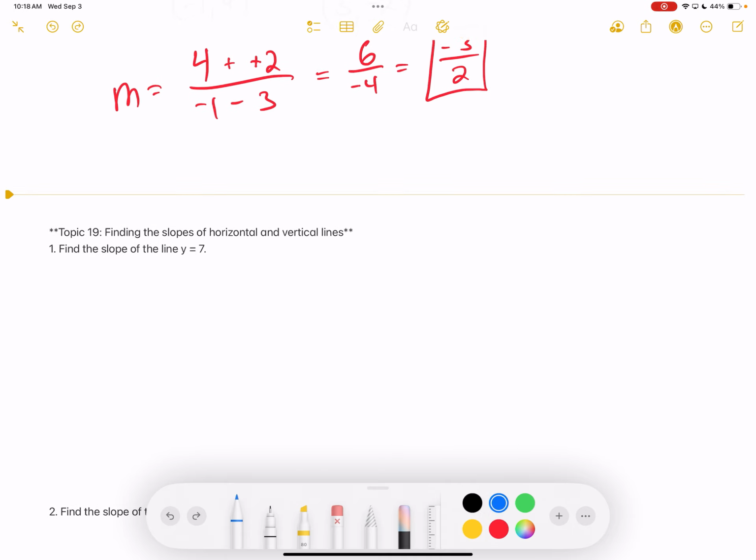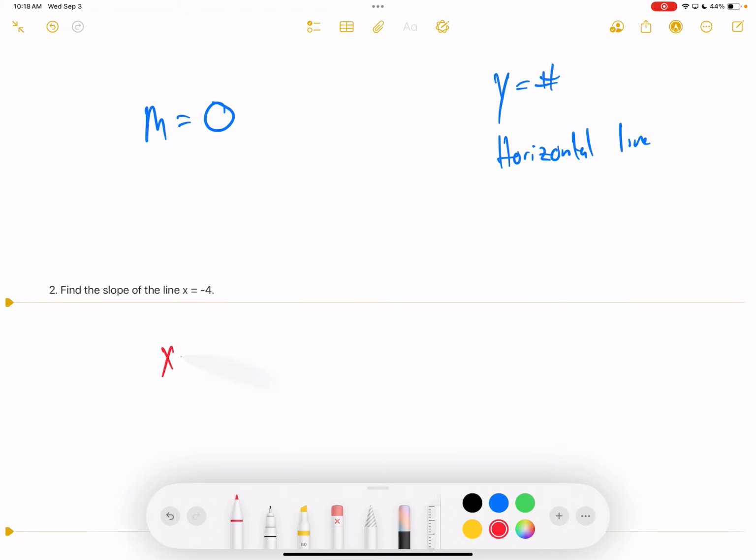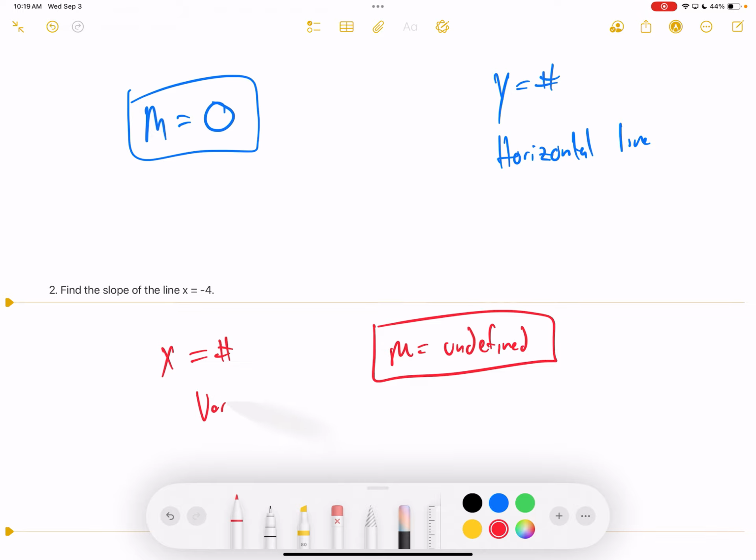All right, let's see if you remember. What is the slope of y equals 7? What kind of line is y equals 7? All right, I got both my answers there. Horizontal line, and my slope is 0. Okay, so if it's x equals a number, my slope is undefined, and it is a vertical line.